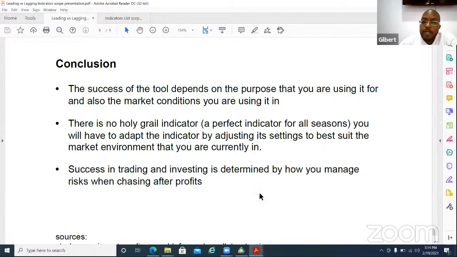Success in trading and investing is determined by how you manage risks when chasing after profits. So it's not how perfect your indicator is, because at some point it's going to fail. So what determines success is how you manage profits and losses.